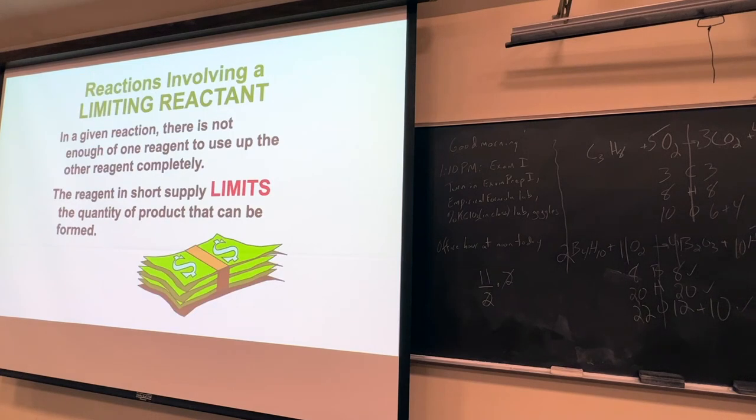Cool. Now, there's one more thing about chemical reactions that's super important, and that's called a limiting reactant. Limiting reactant slash limiting reagent are the same thing. And a limiting reactant is just something that stops the reaction before all the reactants are used up. And this is actually very important for different kinds of chemical reactions.